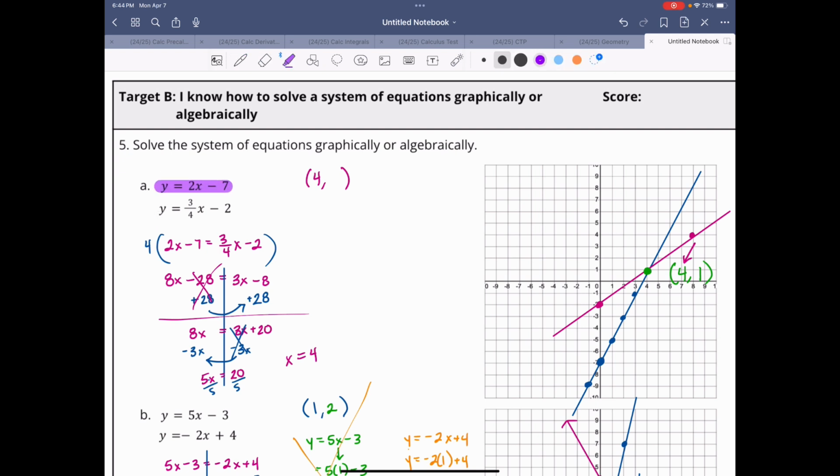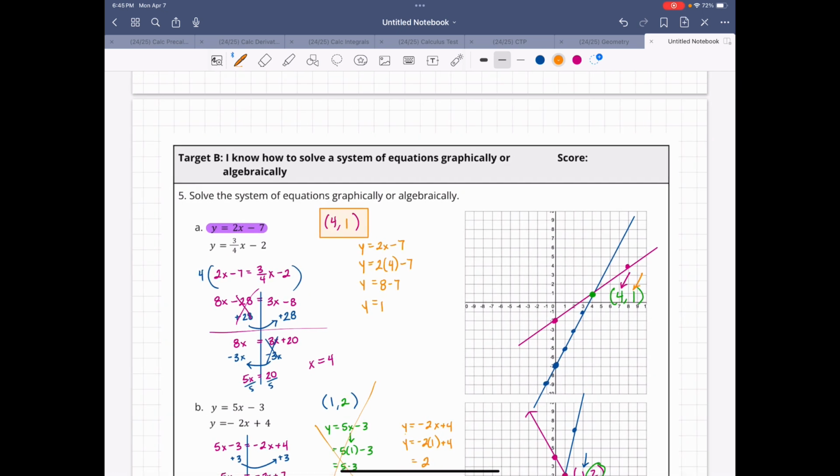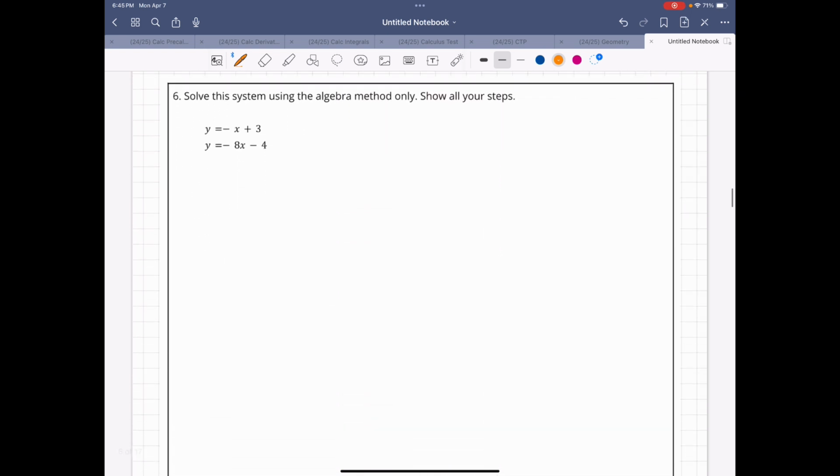I'm going to go ahead and choose the top equation because it doesn't have the fraction. That's what I think is easy. So y equals 2x minus 7. I don't know what y is, but I do know that x is 4, so I substitute that in. 2 times 4 is 8. 8 minus 7 is equal to 1, which makes sense because look, we got 1 as my y coordinate. So choose a method that you prefer. I do recommend that you practice both methods because in this target, you do have to solve for the algebra method only. So keep that in mind.